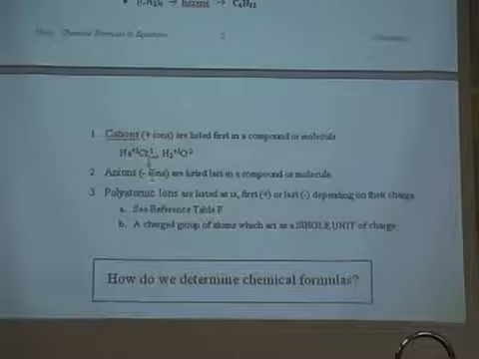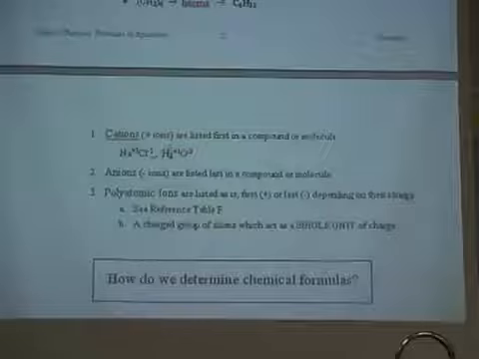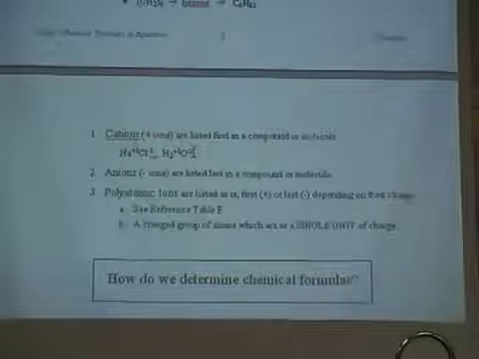When we write formulas, we're going to pay attention to 3 things again. Here we got cations, that's the positive ion. And that's going to be listed first. In this compound, Na and Cl, the positive cation, which is a metal, is listed first. The negative anion is listed second. That's a nonmetal. Same thing here with water. The H is a positive 1 cation, that's a metal, and the oxygen is a negative 2 anion, that's a nonmetal.